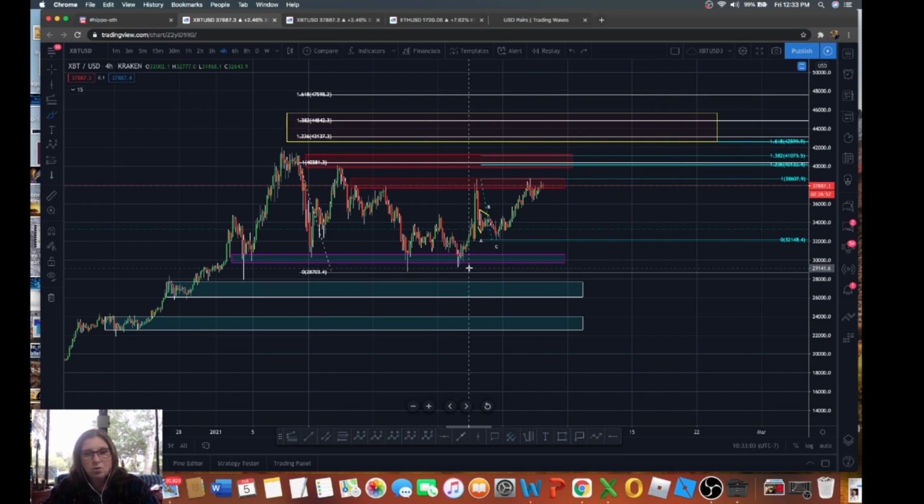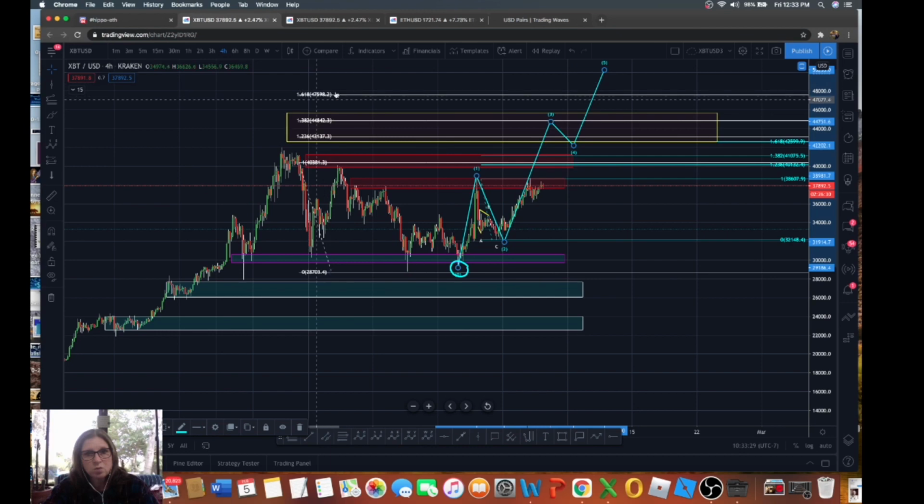So say the correction ended here, okay? And this is actually a 1, a 2, a 3, a 4, and a 5. That would be the bullish scenario. Once we get past this white 1.618, we are in the clear.